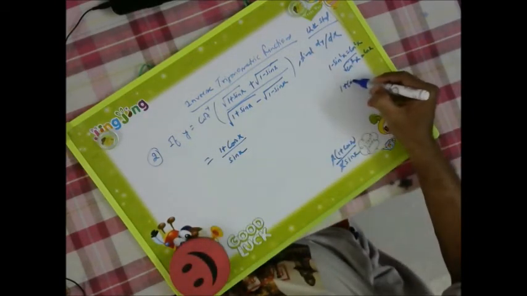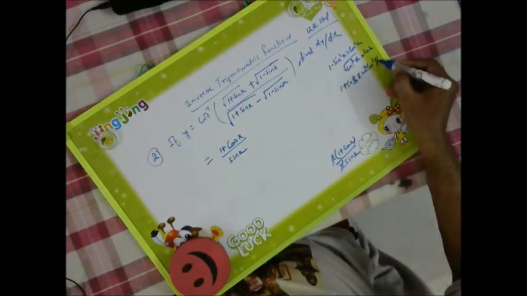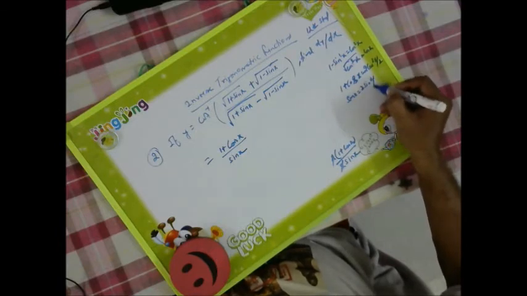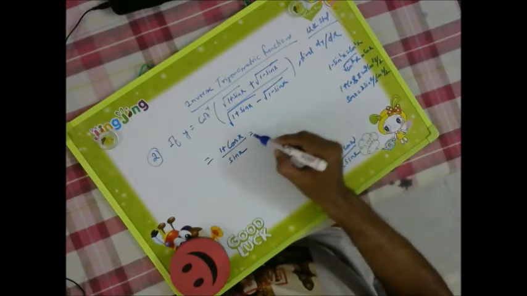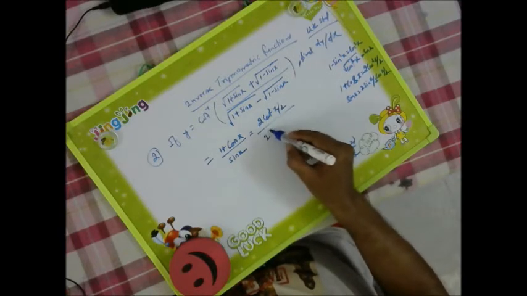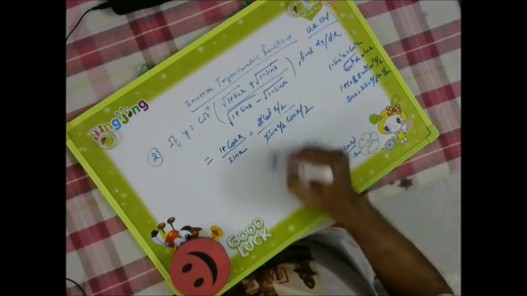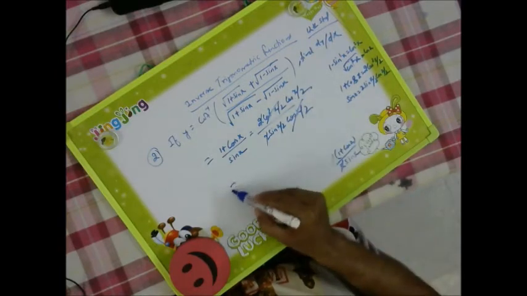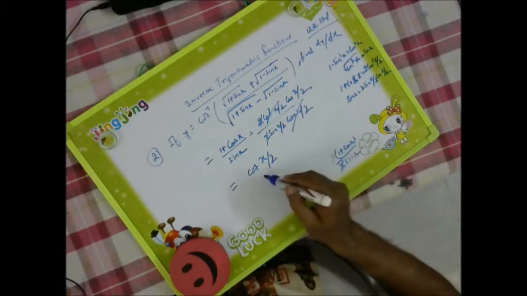So 1 plus cos x is equal to twice cos square x by 2. Similarly, sin x is equal to twice sin x by 2 cos x by 2. So that formula we are going to utilize. 2 cos square x by 2 divided by 2 sin x by 2 cos x by 2. So 2 will get cancelled. Cos x by 2 will get cancelled, and it will be cot x by 2, because cos x by 2 by sin x by 2 is cot x by 2.